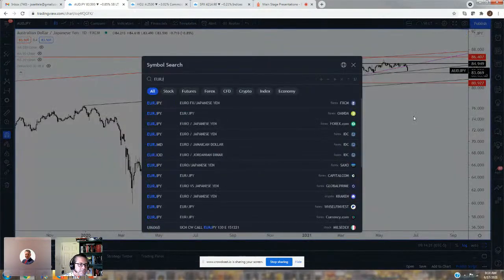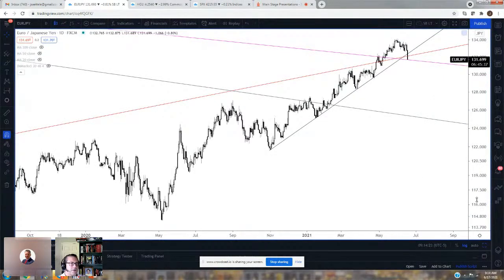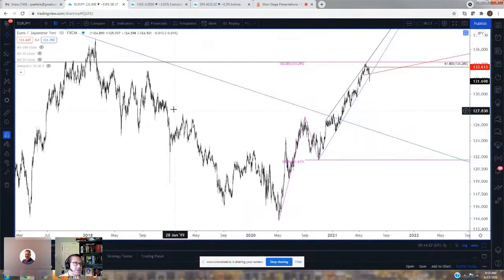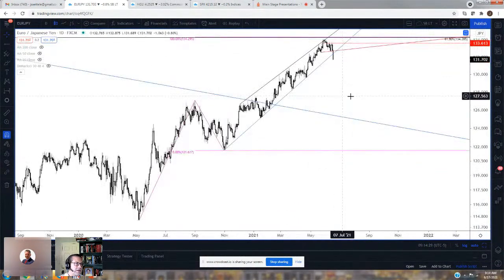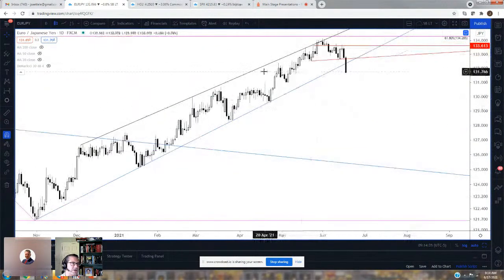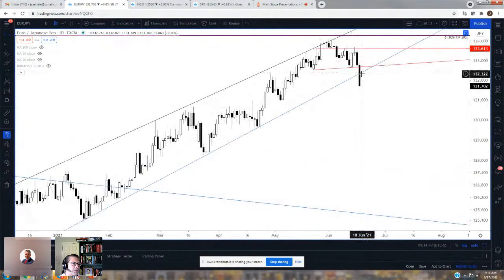Euro yen also making a very big move today. We have a huge wedge from last October, and we just broke that. So this is actually an actionable idea right now. The underside of this blue line here is going to be, let's call it 132.30s. That is now resistance. Simple short entry, stop above today's high.